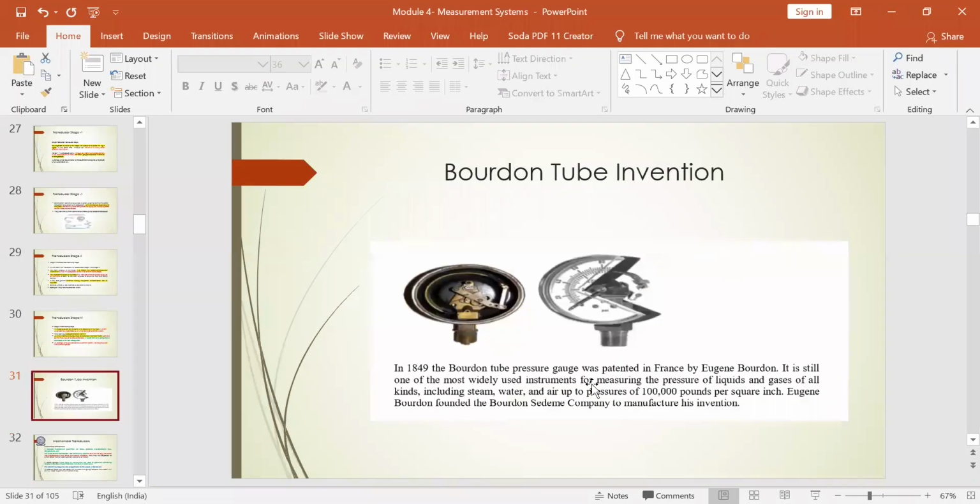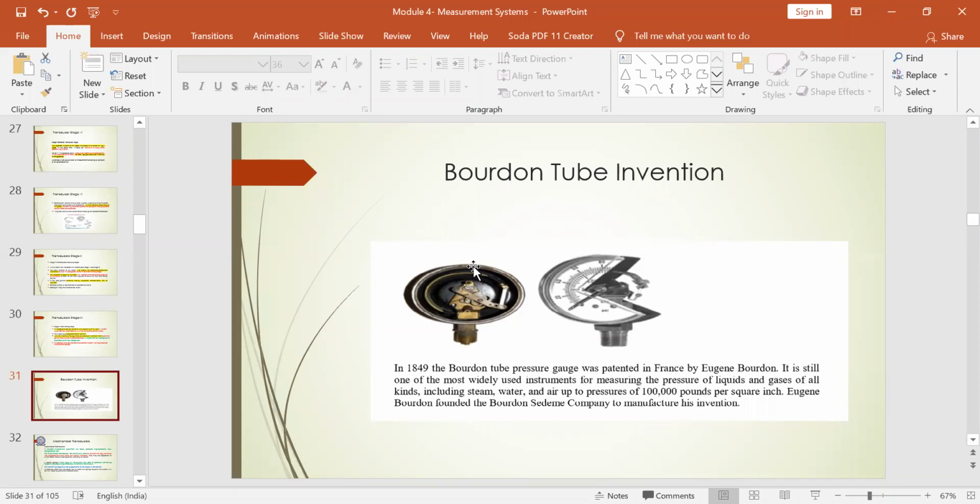So this is how a Bourdon tube looks like. It was invented in the year 1849 by a French person, so it is named after him, Eugene Bourdon. It is still one of the most widely used instruments for measuring the pressure of either liquid or gases, for all types of sensed physical quantities such as steam, water, air, up to the pressure of 100,000 pounds per square inch.